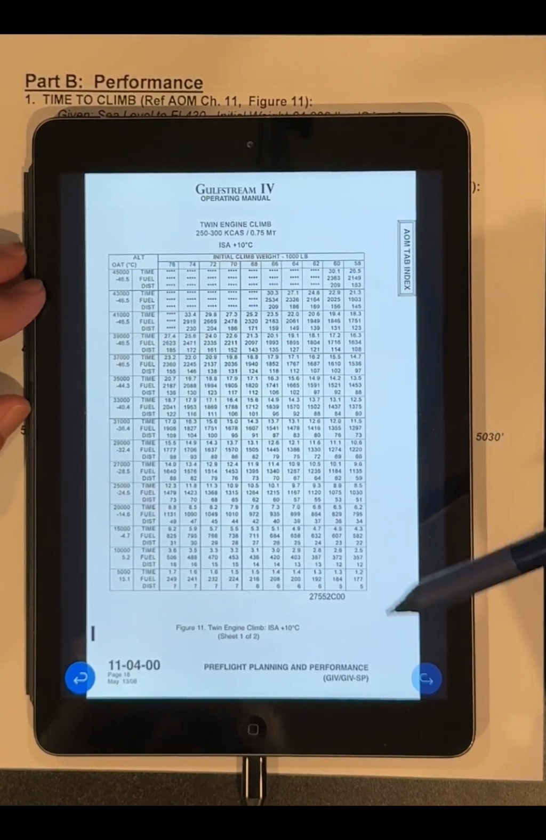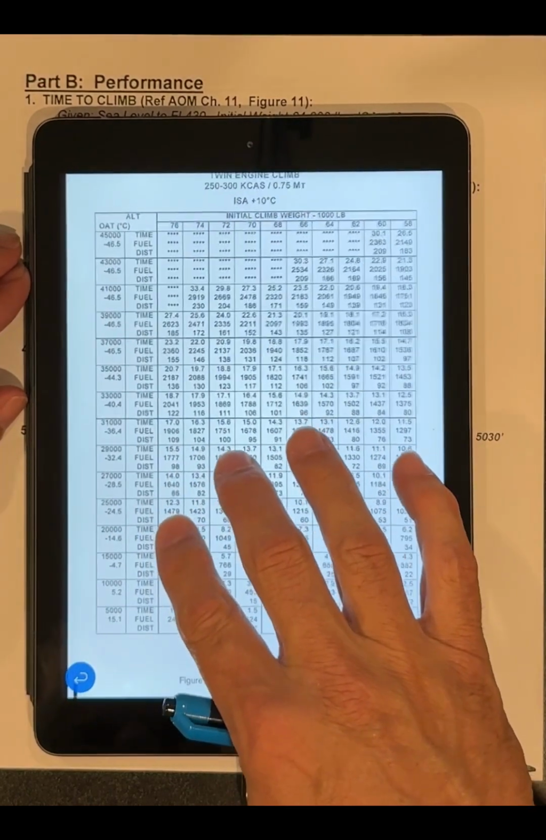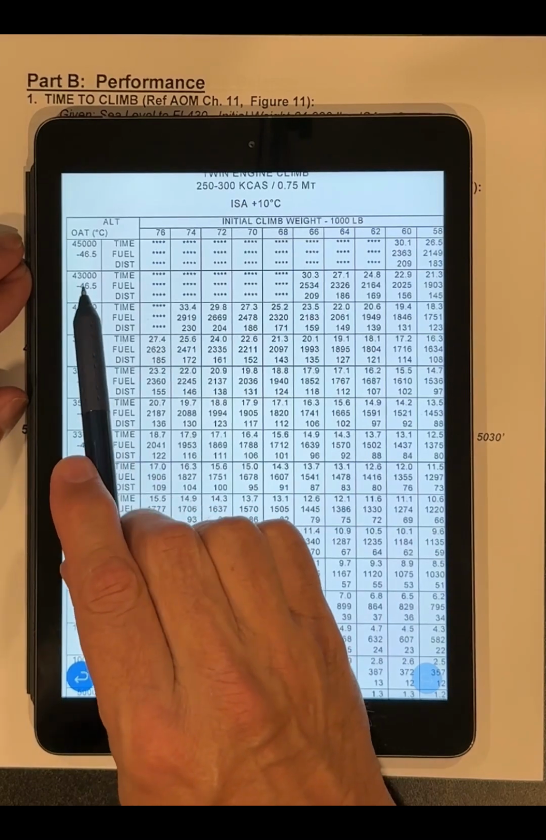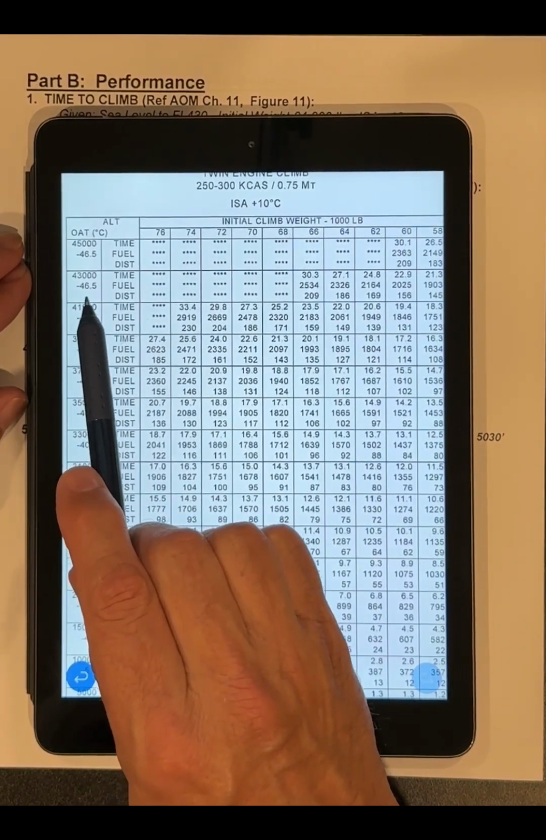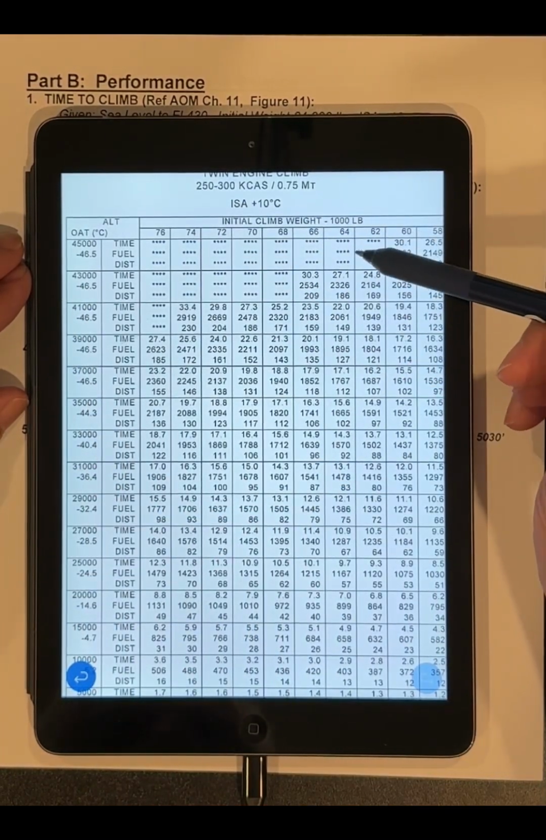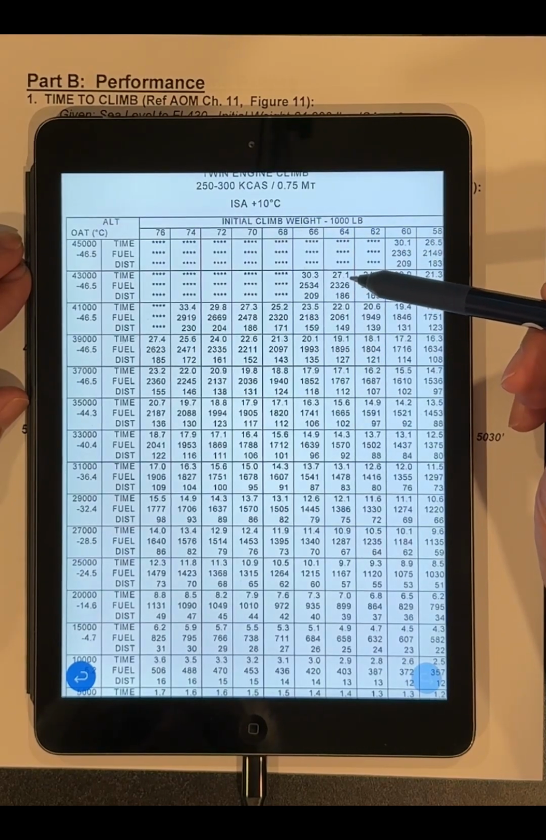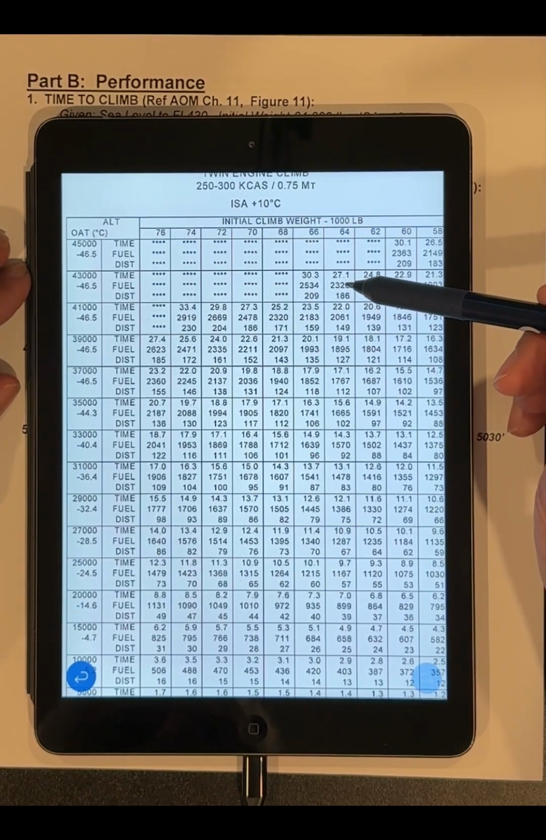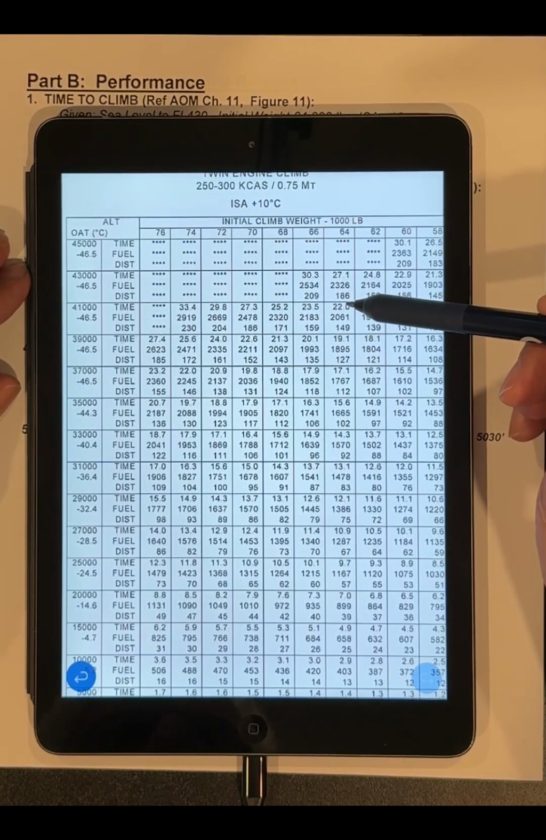We're going to go to what altitude? 43,000 feet, right? Let's try to blow this up a little bit. So we're going to be going to 43,000 feet, and we're going to start with a weight of 64,000 pounds. Here it is. This is the information we're looking for. There's our time, there's our fuel, there's our distance: 27.1 on time, 23.26 on fuel, and 186 for the distance.